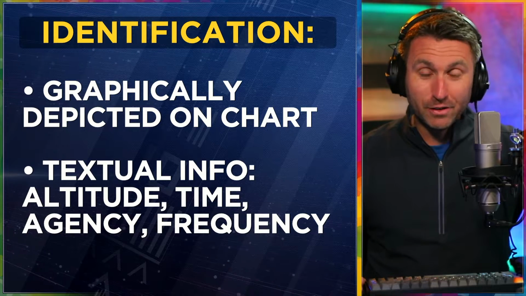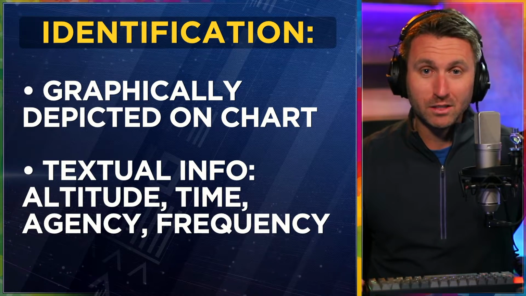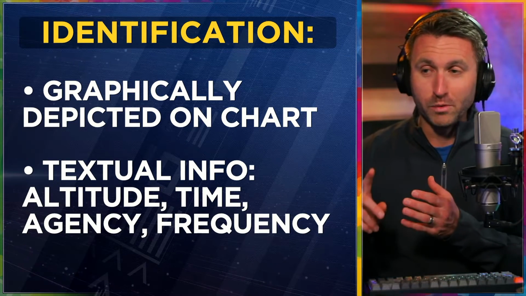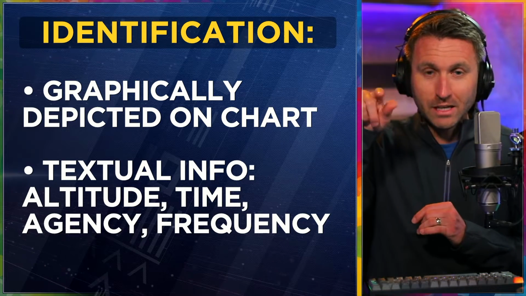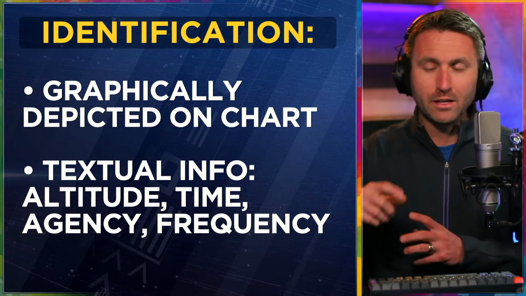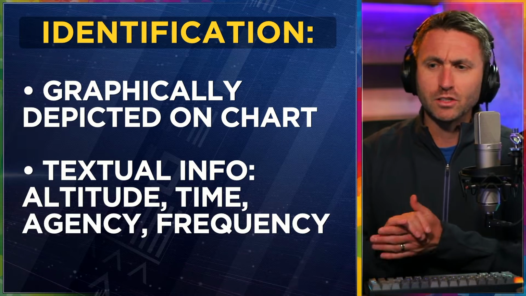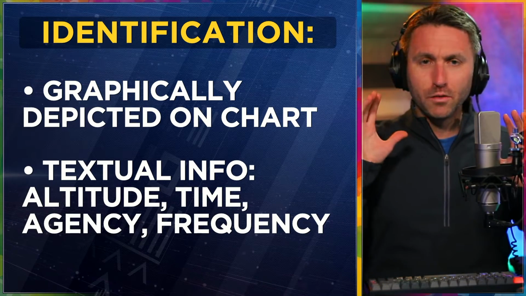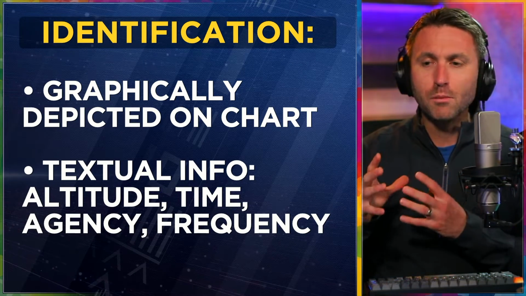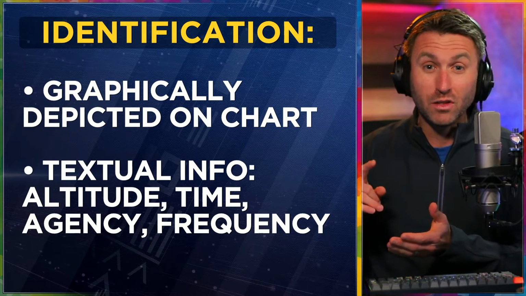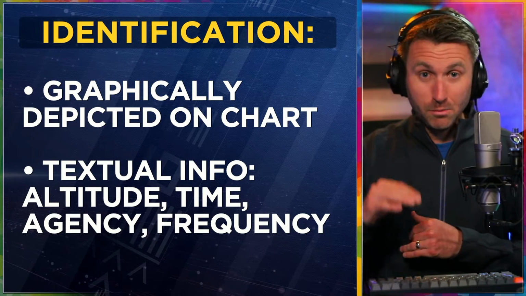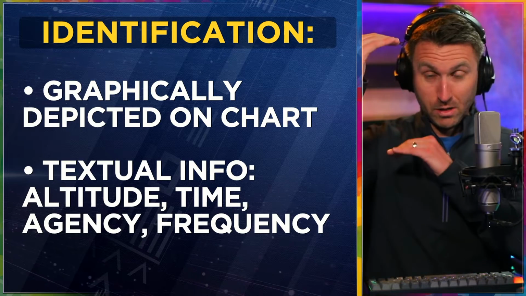Now, in terms of identification, these are all graphically depicted on charts. They're usually blue or magenta areas with a lot of those little tick marks on solid, thick lines. I'll show you the different examples on your screen in just a second, but they obviously appear on the chart. They also come with textual information, including the altitude of this airspace. Some of them go down to the surface. Others are high up in the air.